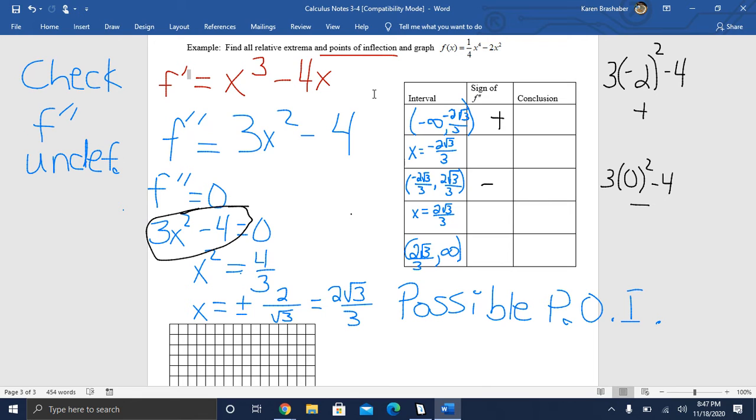And then you can probably guess, hopefully from the symmetry of things, that I'll use positive 2 as my number that is in between 2 square root 3 over 3 and positive infinity. And again, because of symmetry, hopefully you'll see that that is going to be a positive. So this is my sign of f double prime.